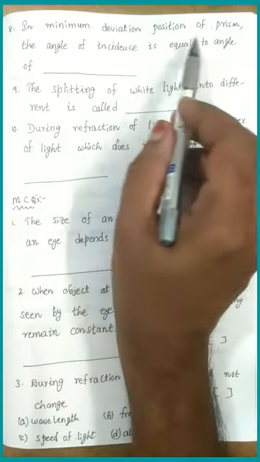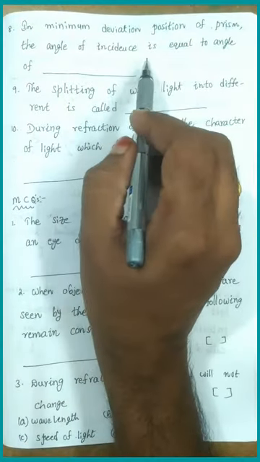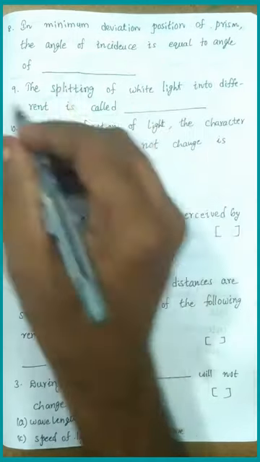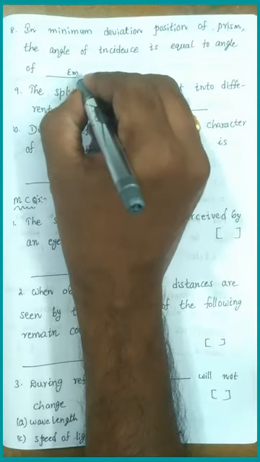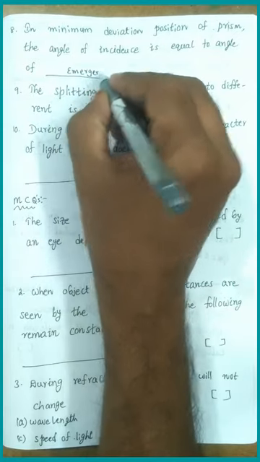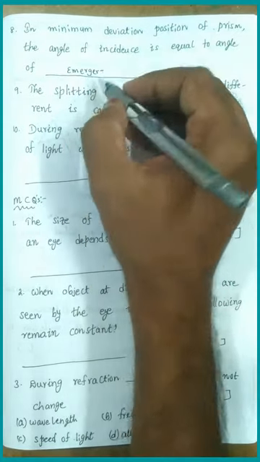In the minimum deviation position of the prism, the angle of incidence is equal to the angle of emergence. That means the angle of incidence is equal to the angle of emergence.